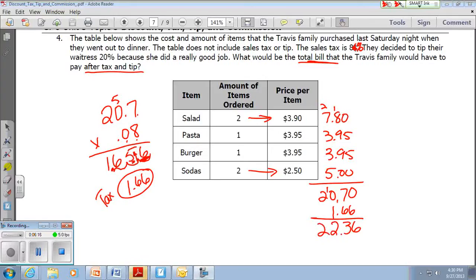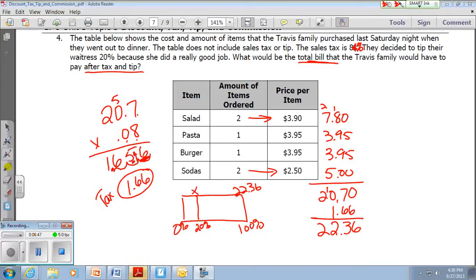Now let's add that to our total of 2070. And so now we have a total of 2236, and that is the amount that we're going to find 20% of for our great tip because she did such a great job. So 20% of 2236. Now we could set up our percent bar: 0%, 100%. The total is 2236, and we're looking for 20%, which would be about right there. And then we make our proportion.